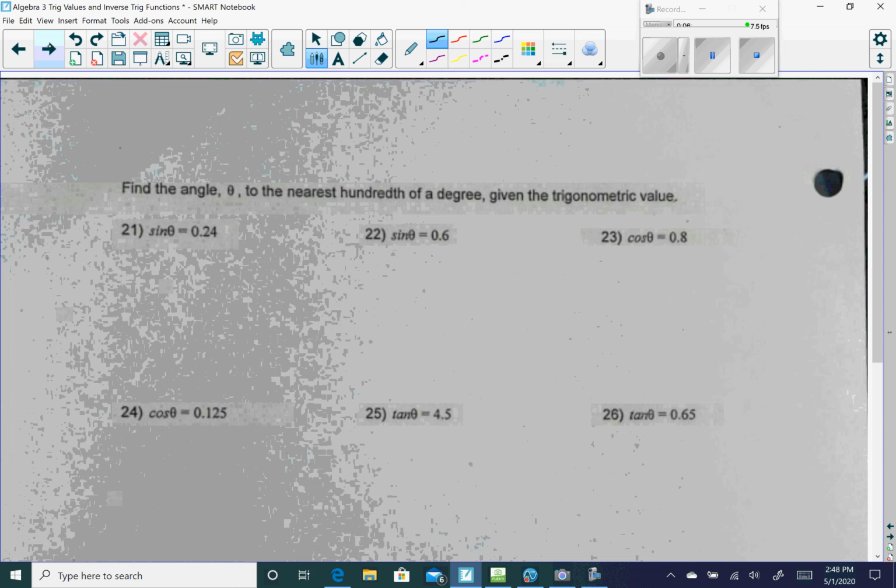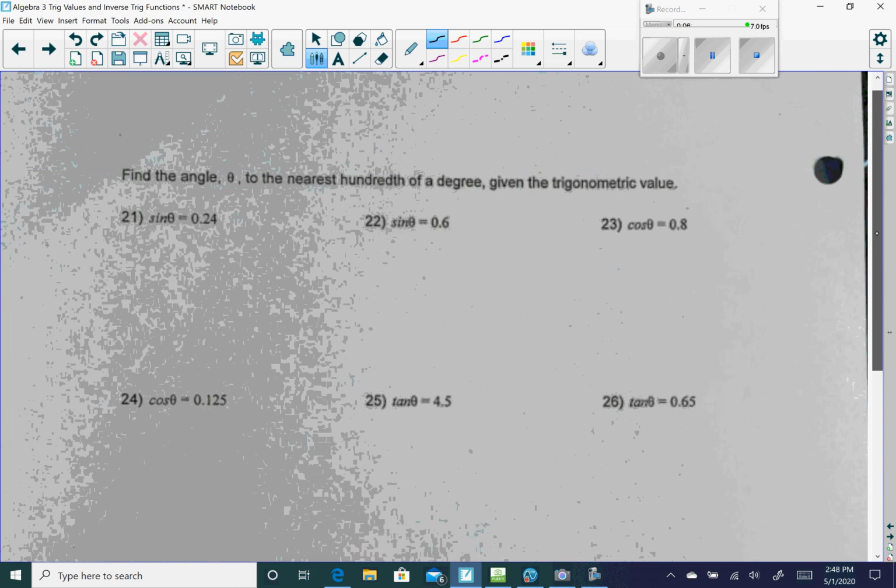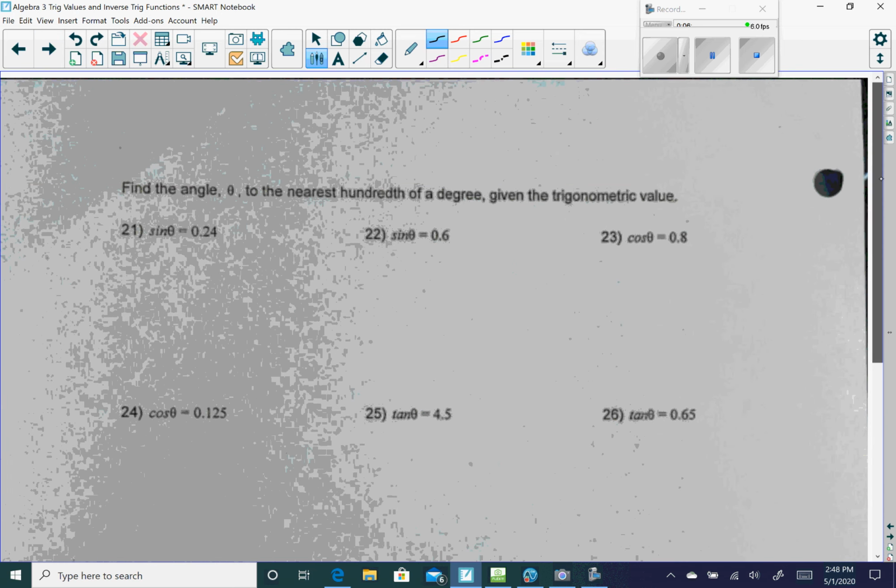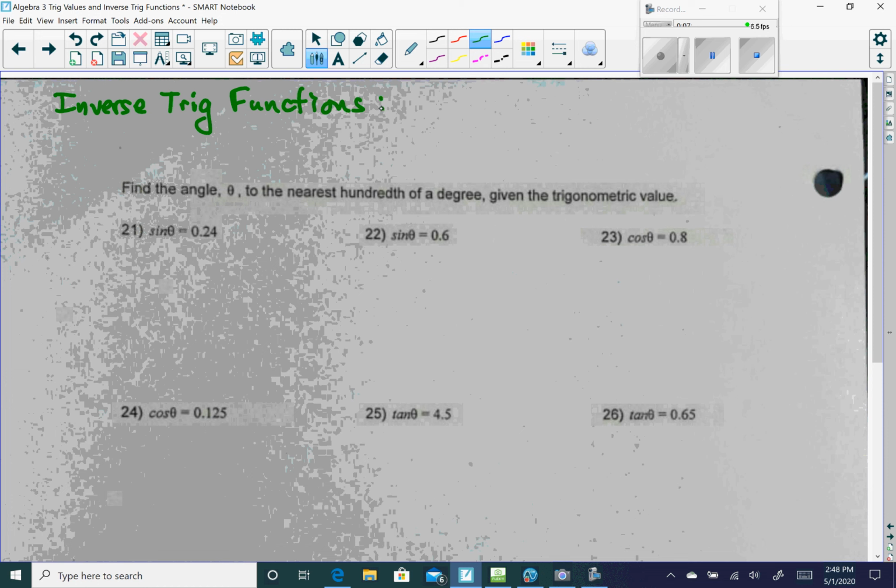All right, and the remaining problems here, 21 through 29, we want to find the missing angles. So we have to get rid of a trig function. This is where we use the inverse. Anytime we solve an equation, we're using the inverse operation. So we refer to these as inverse trig functions, which, as I showed you on the calculator, look like this. This is the inverse of sine, this is how we write the inverse of cosine, and then the inverse of tangent.